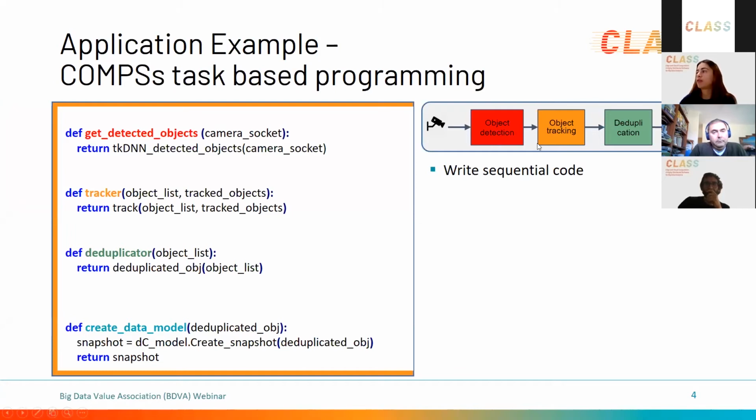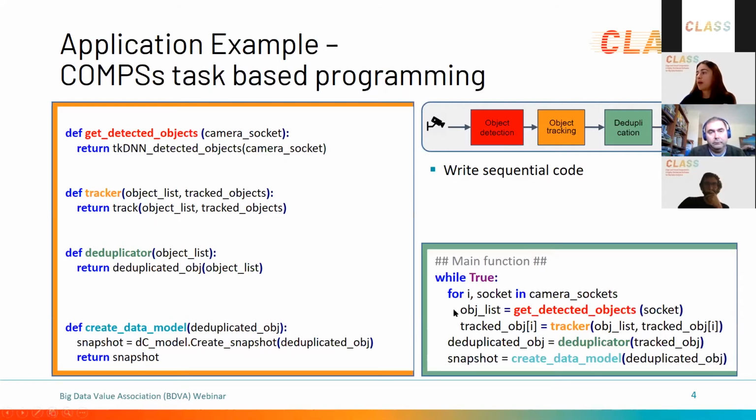For these four logical modules, we define four different methods. First, we get the detected objects from the camera by obtaining the output of the deep neural network that Roberto presented before. Then we pass these detected objects to the tracker, which tracks the objects and determines if the objects were present in previous frames and assigns the same ID, or assigns a new ID to newly detected objects and extracts their GPS position. Then if we have multiple trackers covering the same area, we deduplicate them to have a single appearance of each object. And finally, we create the snapshot with a dataClay model.